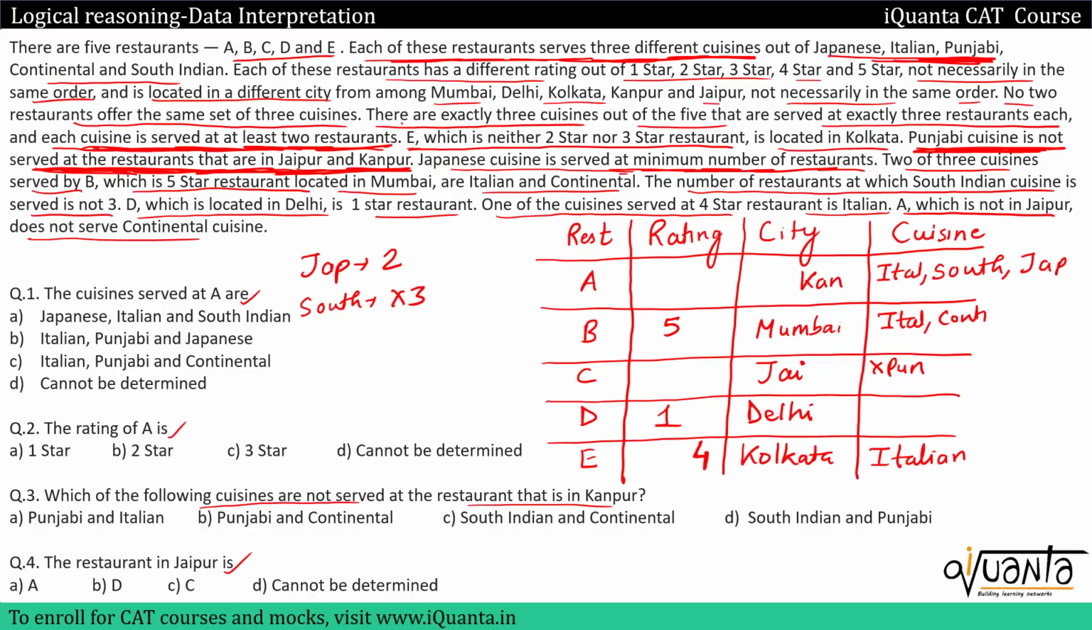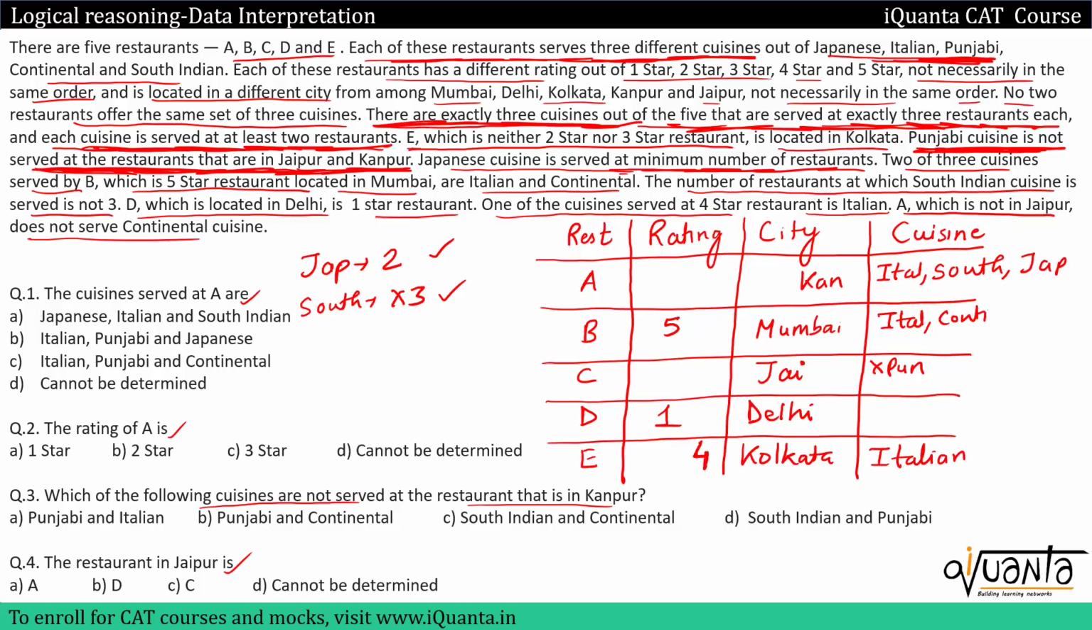As soon as we do this, we were given in this clue that there are exactly 3 cuisines out of the 5 that are served at exactly 3 restaurants each. So Japanese cuisine cannot be that which can be served at exactly 3 restaurants. We cannot serve South Indian at 3 restaurants.